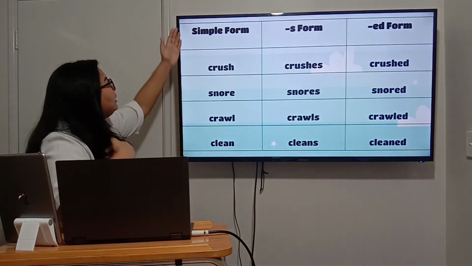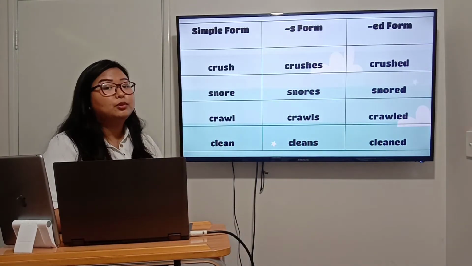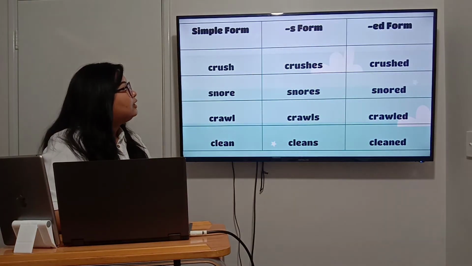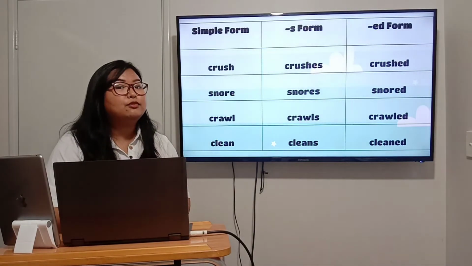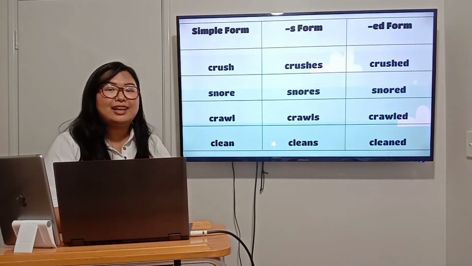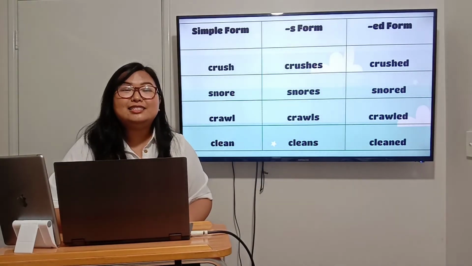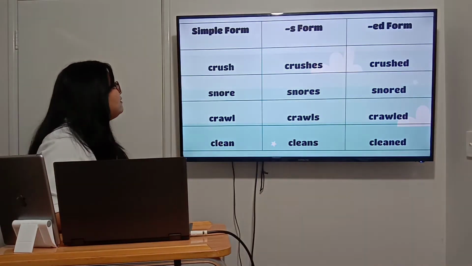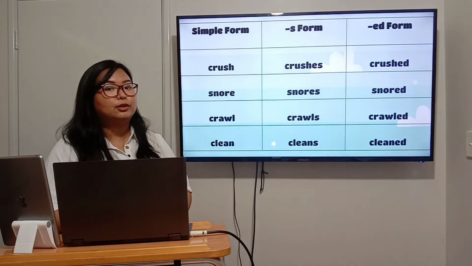Remember that here we have the simple form, which we used for plural nouns, meaning more than one. We have here the S form of the verbs, meaning for singular or only one noun. And we have in the last column the ed form of the verb, or the past form. So we have here the simple form and the different forms of verbs.